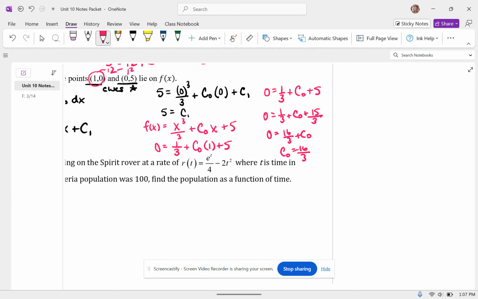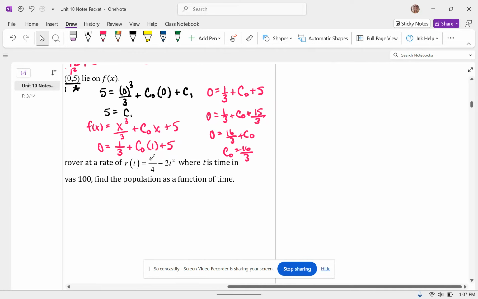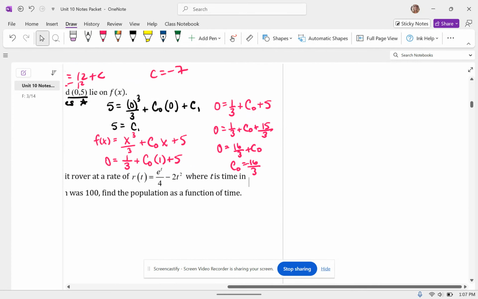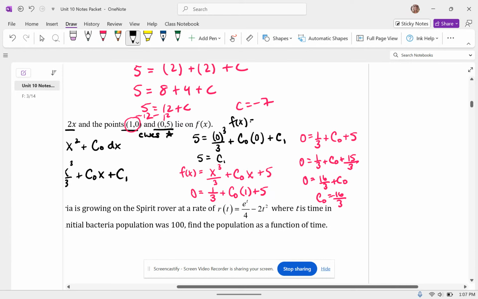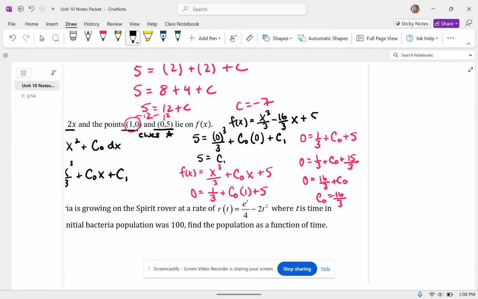It's just faster. Okay, so I have a negative 16 over 3. I'm gonna put it all together. Are we ready? We got it all together. F of x equals x to the third over 3 plus. Oh, sorry, C naught is a minus. Minus 16 over 3 x plus 5.